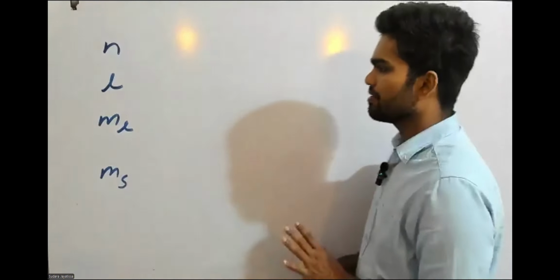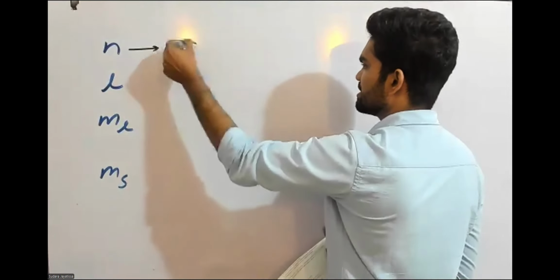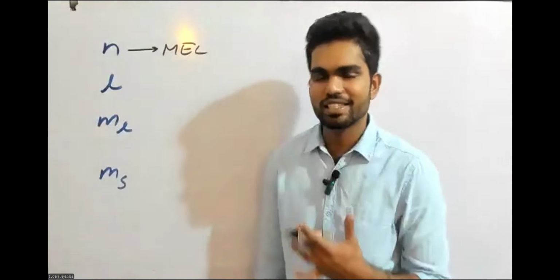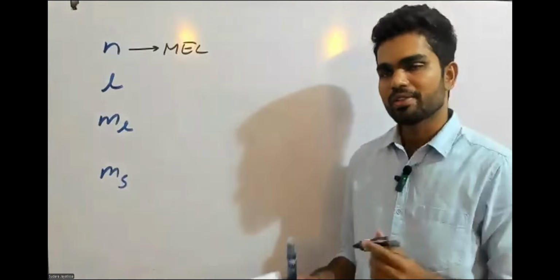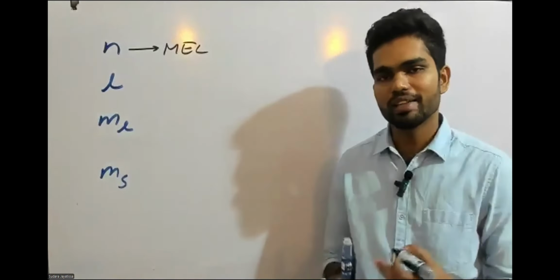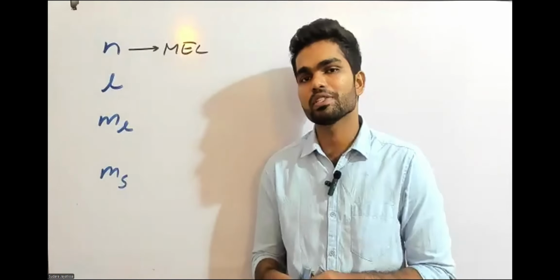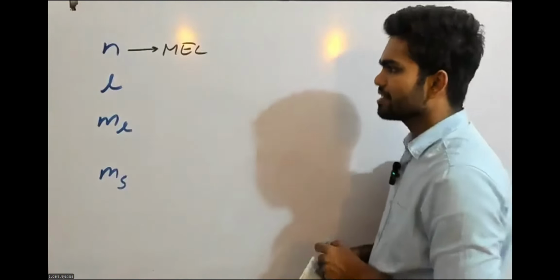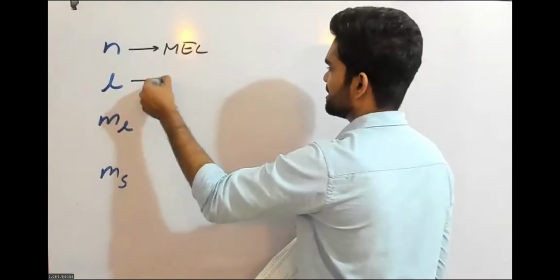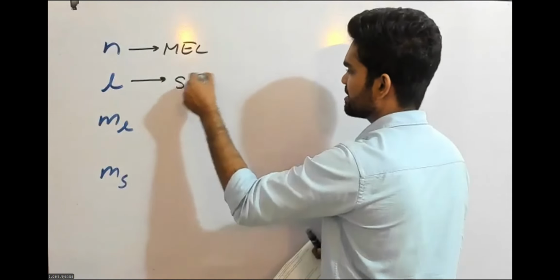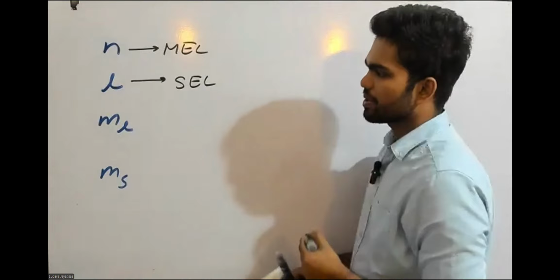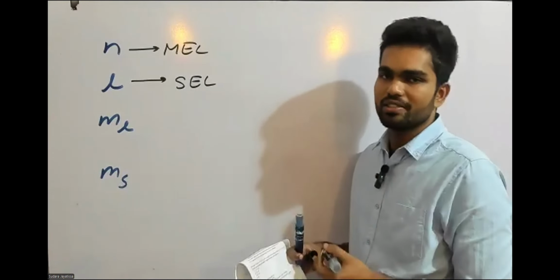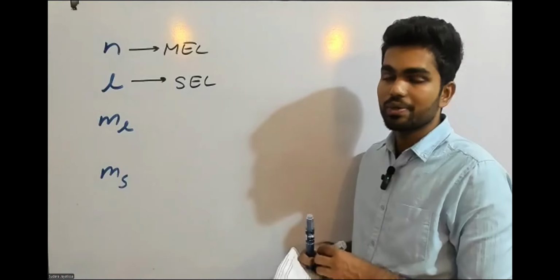From our first quantum number, the main energy level is represented. We know that electrons exist in energy levels, and those energy levels are represented by this. It can have numbers from 1 to infinity. Then the second quantum number represents the sub energy level. Our main energy levels are divided into sub energy levels.